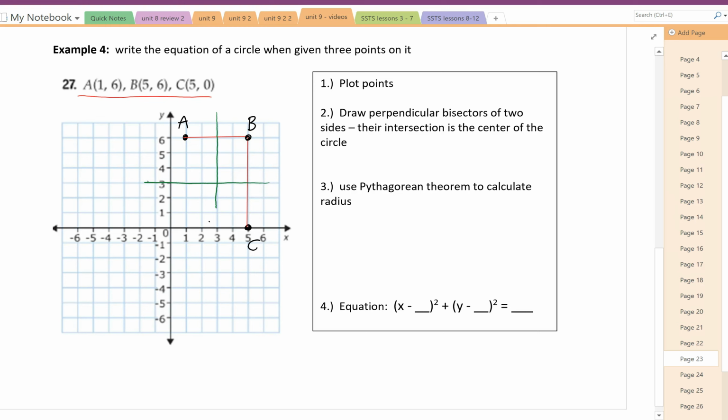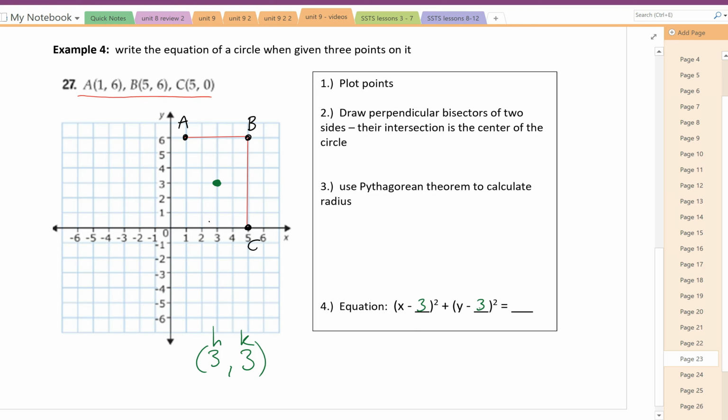Okay, once I've bisected both of those, I'm going to make a big dot where they cross over each other, because that dot is going to be the center of my circle. So I can fill in part of my equation right away. I know that the center of a circle passing through these 3 points has to be at 3, 3. That means H is 3 and K is also 3. So I'm going to put those in here, and I'm about 2/3 of the way done.